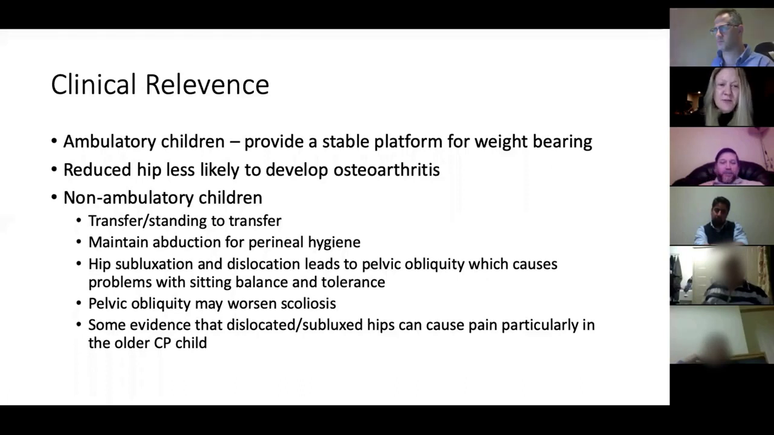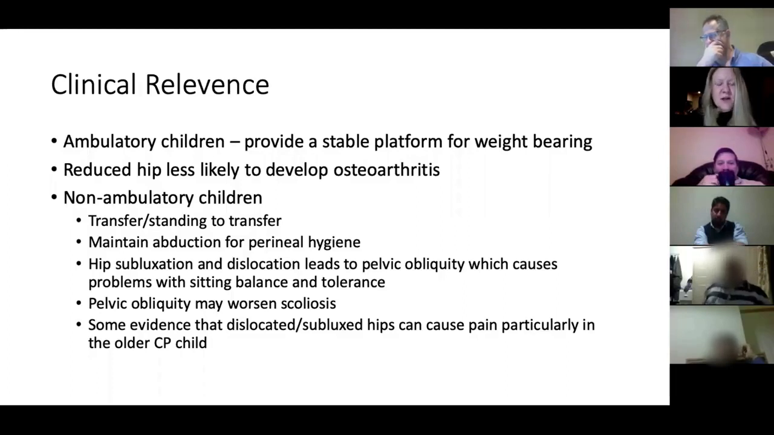In the non-ambulatory children, you want to give them a stable platform if they can transfer. You need to maintain some kind of hip abduction for perineal hygiene, because a lot of these children end up with flexed adducted hips, and it can be quite difficult to keep up with their perineal hygiene.